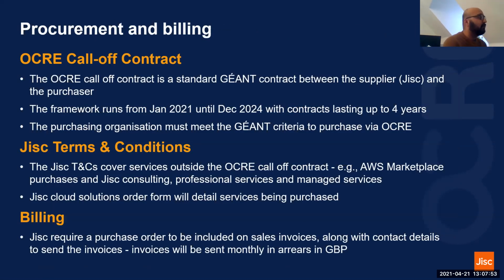So this is to cover the procurement and billing sides of OCRE. Regarding procurement, it's aimed to be fairly simple. Jayant have provided a call-off contract that would need signing by the purchaser and Jisc. We would also require a purchaser to sign our T's and C's to cover services outside OCRE, including AWS Marketplace, which is out of scope of the 14% discount. We also have an order form which details the services being procured and would need a customer PO for our finance team to invoice against. The invoices will be sent in monthly arrears and in British pounds, and the conversion rate will be the conversion rate between dollar and pound at the time.